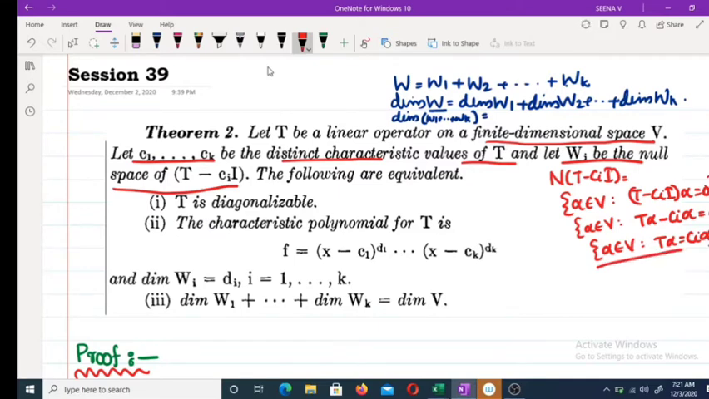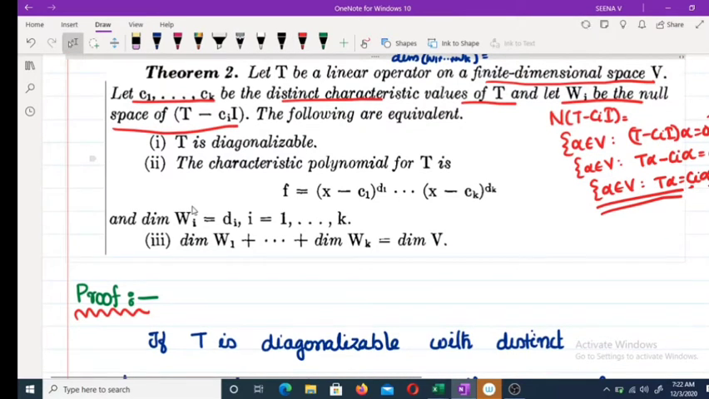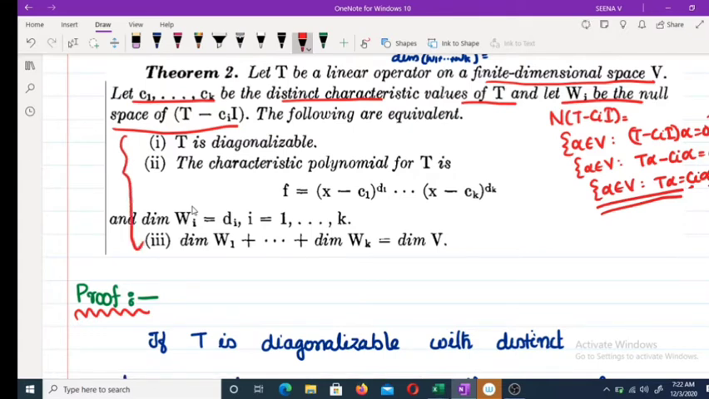Now, what is this? This is the characteristic space associated with the characteristic value Ci. So our Wi is the same as the characteristic space associated with the characteristic value Ci. Clear? Now, the theorem says that the following three conditions are equivalent. The first condition is T is diagonalizable. The second condition is the characteristic polynomial for T is of this form, and the dimension of Wi is equal to di, i varying from 1 to k.